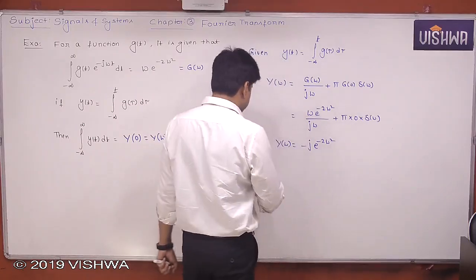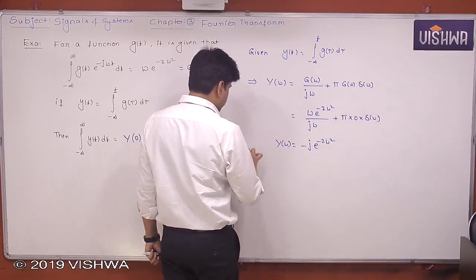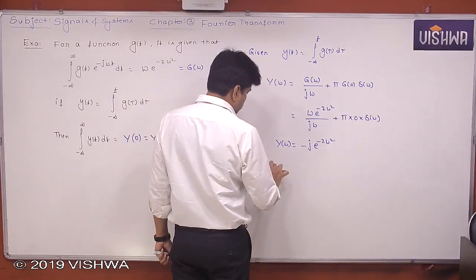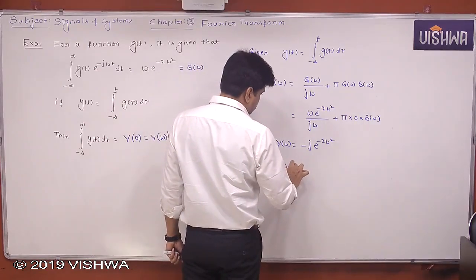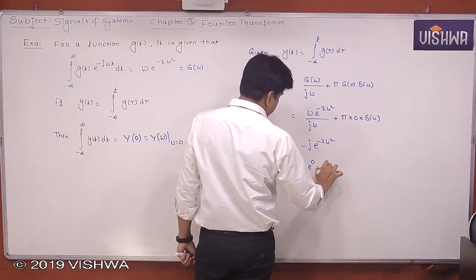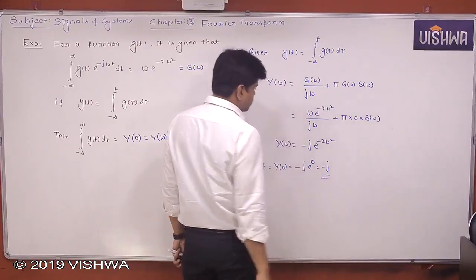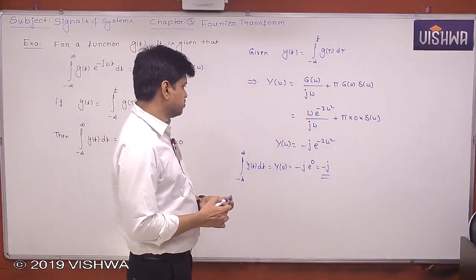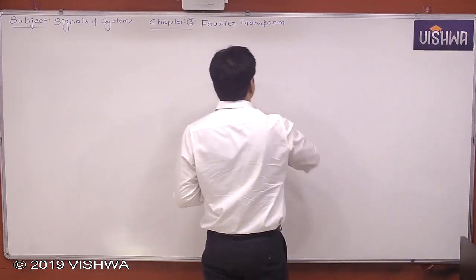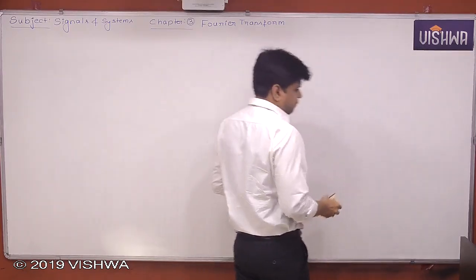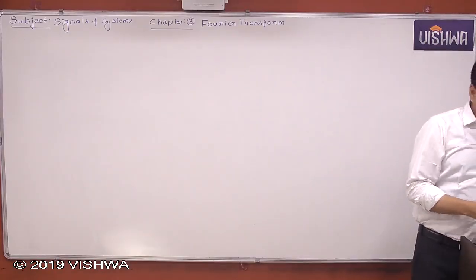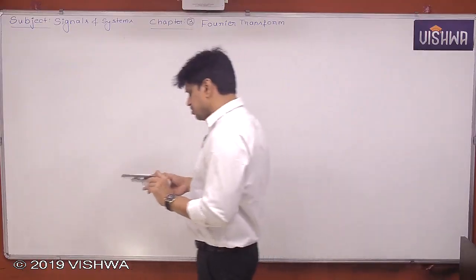So what is this integral, minus infinity to infinity y of t dt? It is y of 0, the Fourier transform at omega equal to 0. What is it? Minus j e power 0, that is minus j. So minus j is the answer. Clear? Take it down. Next question.